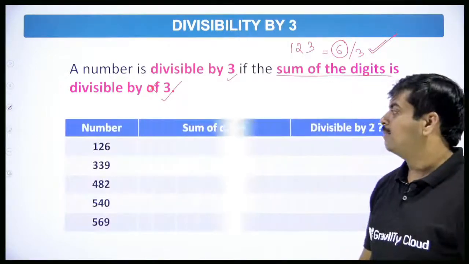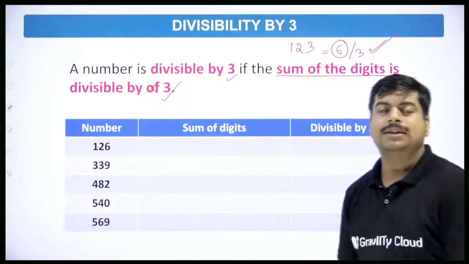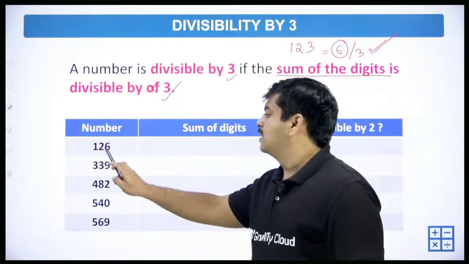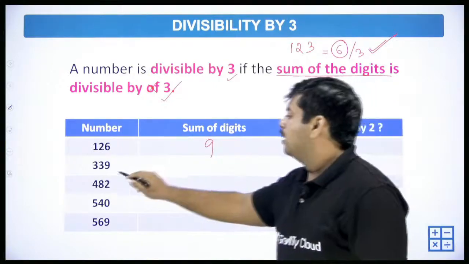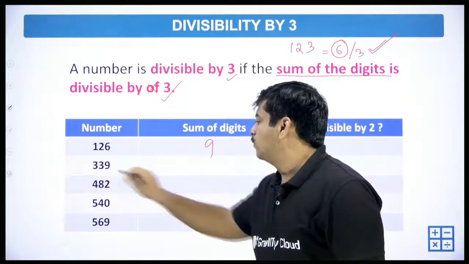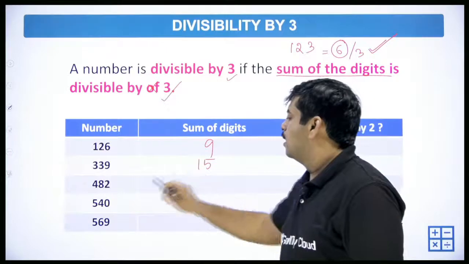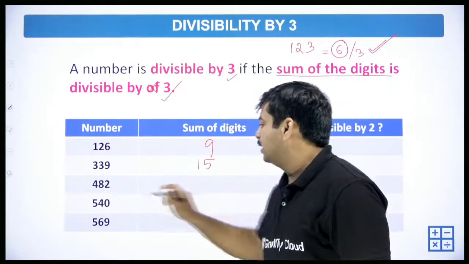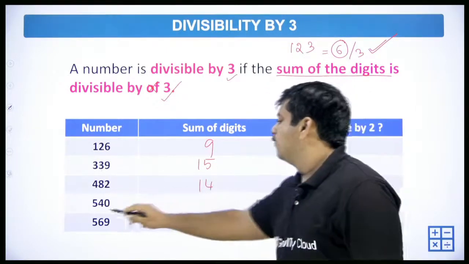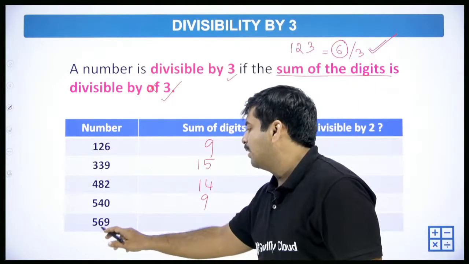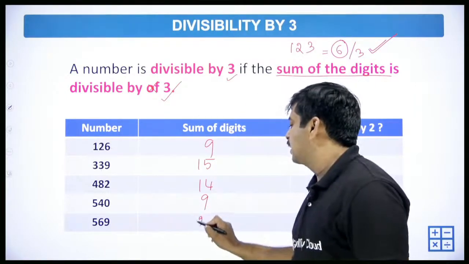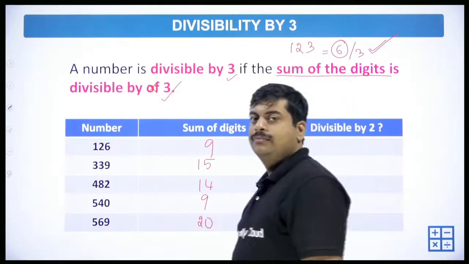Let's try to take small examples. 126. How much is that? Just add the digits. 1 plus 2 plus 6 is 9. Then 540: 5 plus 4 is 9, 9 plus 0 is 9. And 569: 5 plus 6 is 11, 11 plus 9 is 20. Is that correct? So these are the digit sums.